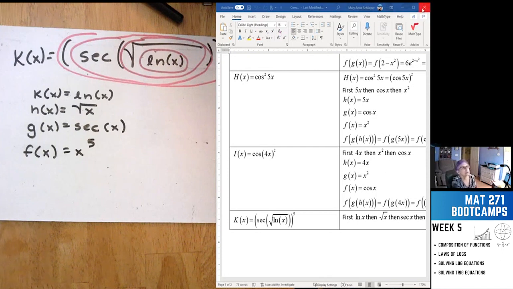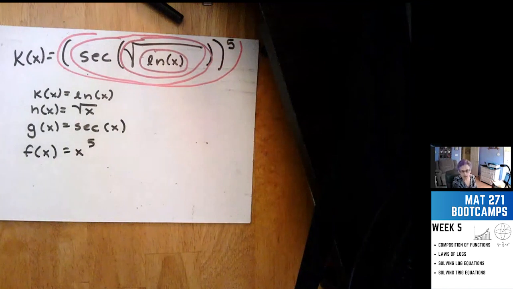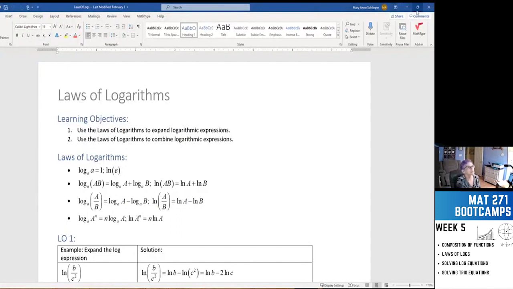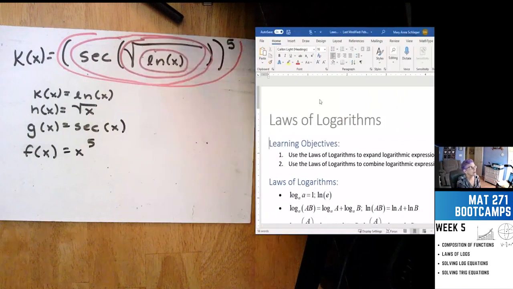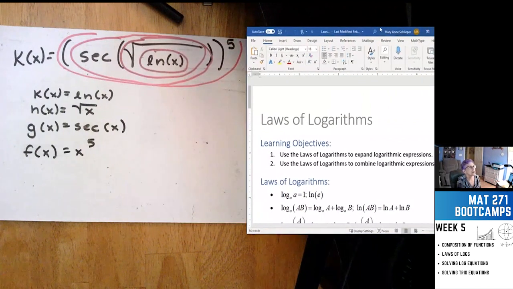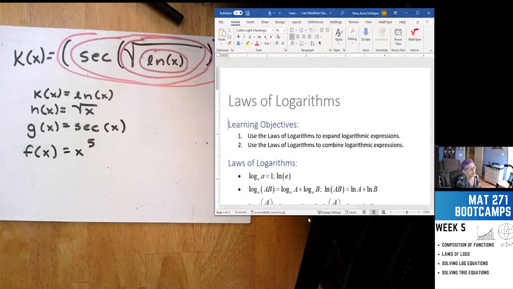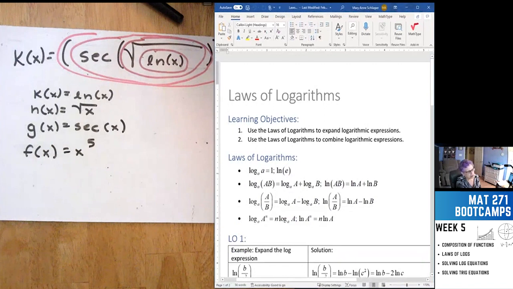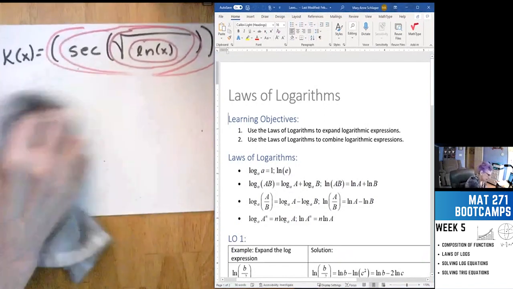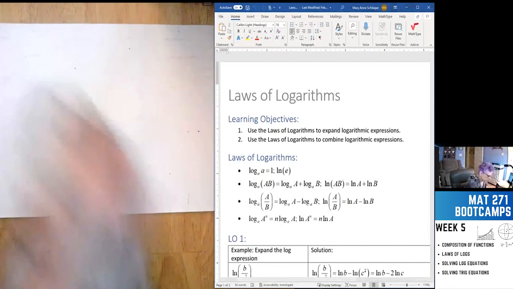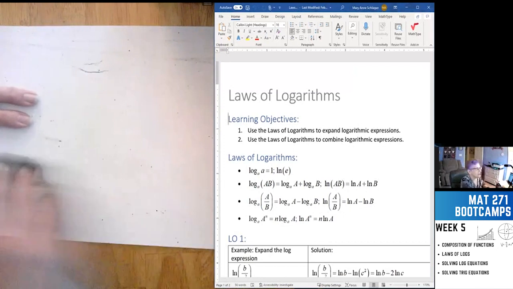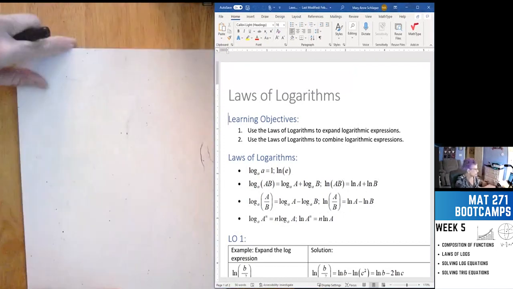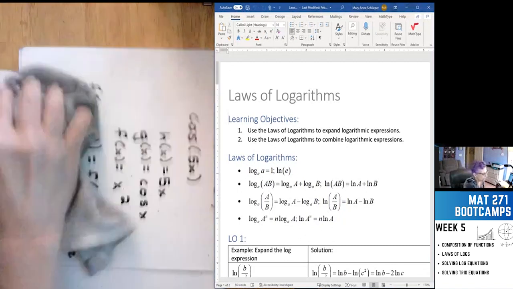Get rid of this one. Next thing is the laws of logarithms. And in Math 171, we spend time going through and condensing log expressions and expanding log expressions. And the reason we do that is because you will use that in calculus. So it's been a while since you took pre-calculus algebra, so we'll go back over it.